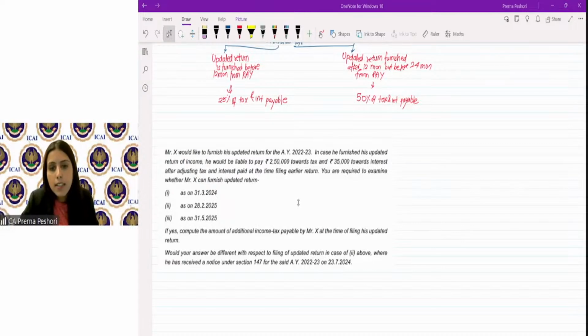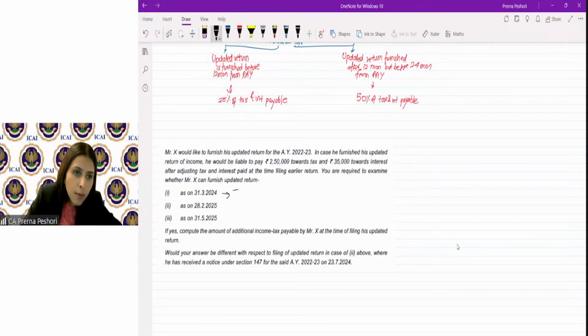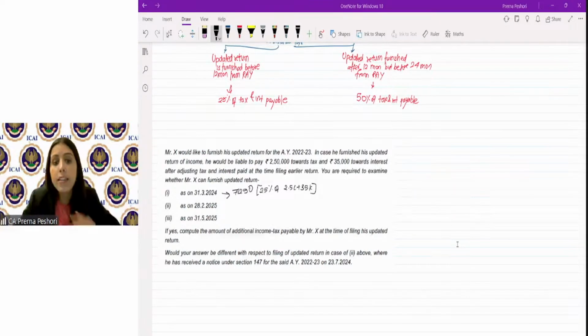Yes, 71,250, 25% of the tax which is there. So 2,50,000 and 35,000 together comes to 2,85,000. So 71,250 if it is filed within 12 months from the relevant assessment year. So 25% of 2.5 lakh plus 35,000. What about 20th February 2025?